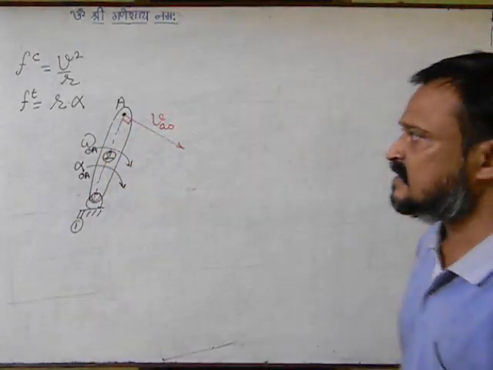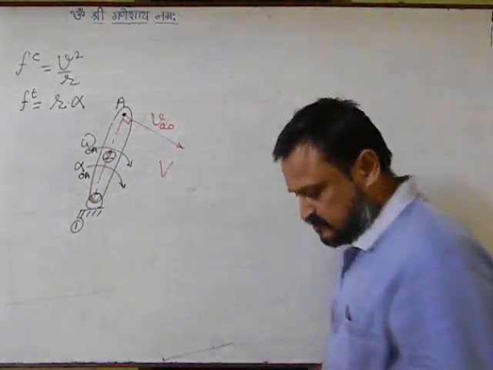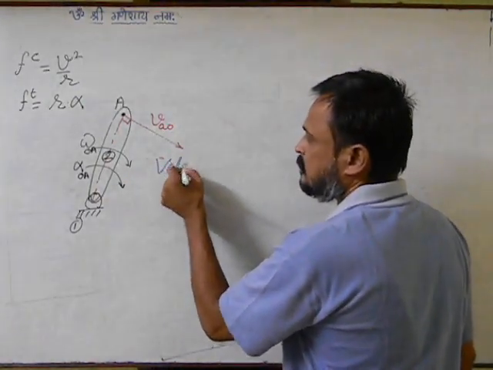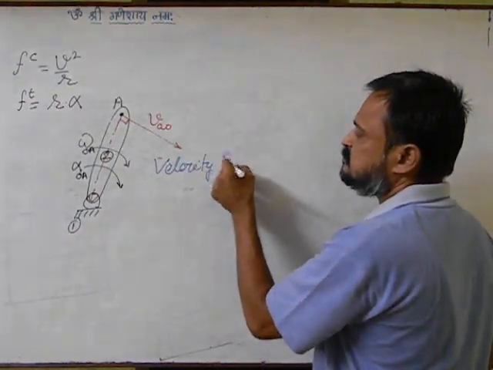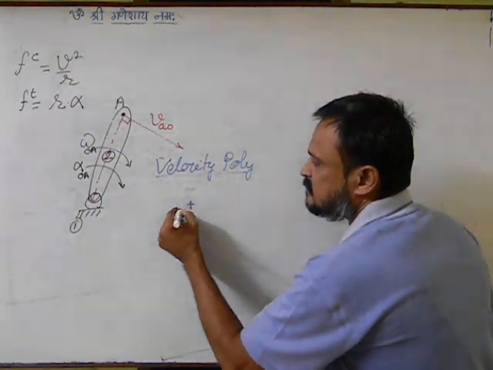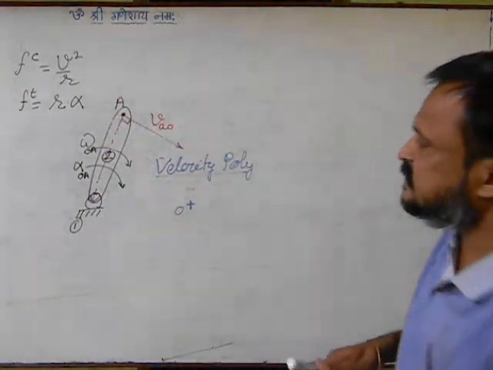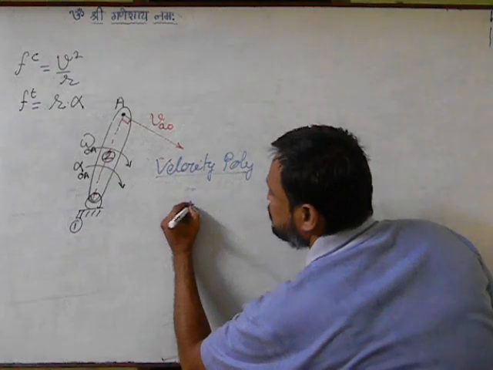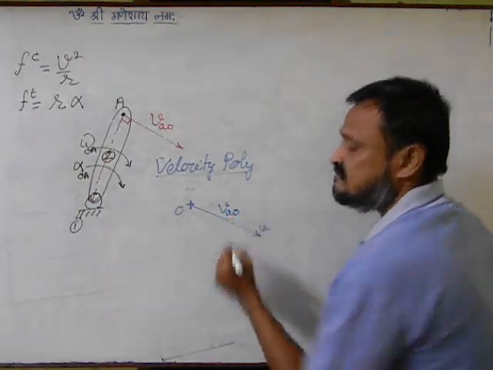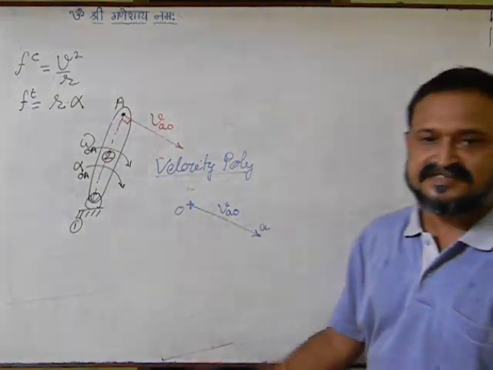perpendicular to OA, right? So now if I want to draw the velocity vector polygon, taking an appropriate scale, I can mark this as the pole. The velocity vector is pointed in this direction, so it is moving in this direction. So this is A, and this is velocity of A with respect to O. Now the velocity polygon is done here.